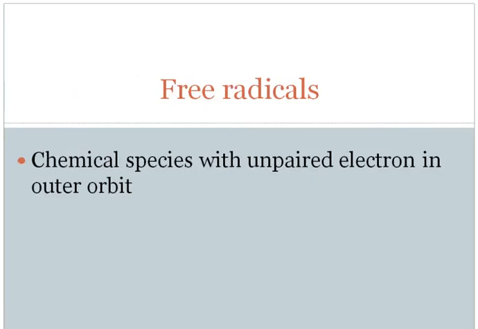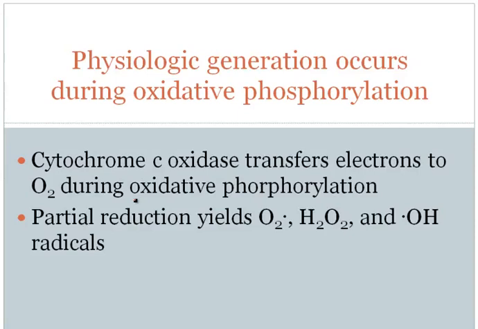All right, before we can begin our discussion of free radicals, we should take a step back and define what a free radical actually is. So a free radical is a chemical species with an unpaired electron in the outer orbit. And it's this unpaired electron that has the ability to induce damage within the cell. Now, it's important to recognize that free radicals are actually generated physiologically and pathologically.